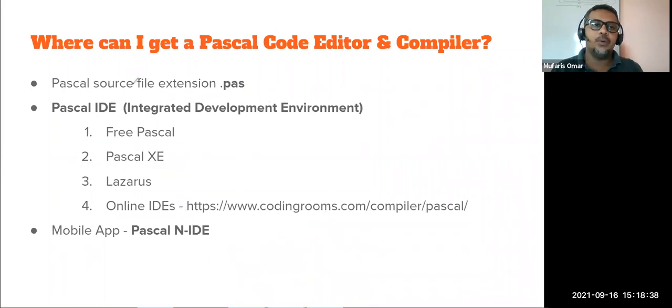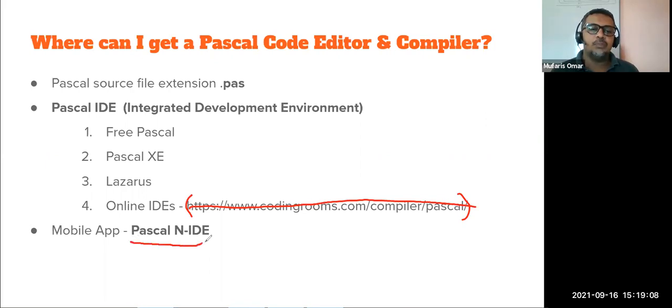So write down these 3 points. Pascal source file extension, that means file extension is .pas. Pascal IDE is Free Pascal. There's another thing called Turbo Pascal also, but you know these 3 are enough. And no need to write the web address. This is not necessary. You can say online IDE in general. So if you are using a mobile phone, try to install Pascal N-IDE.